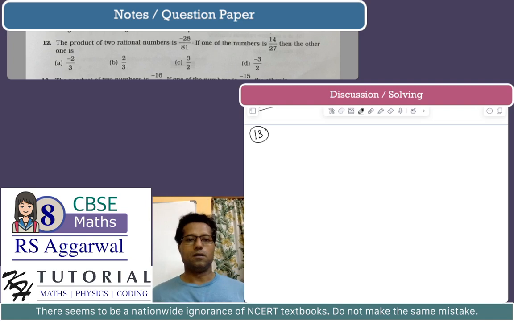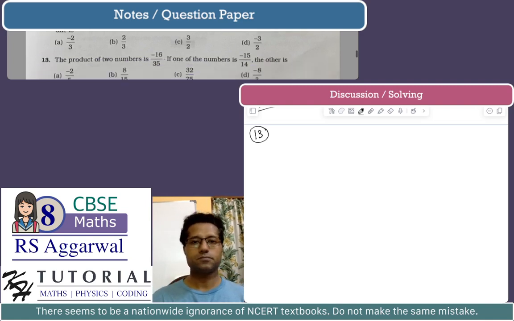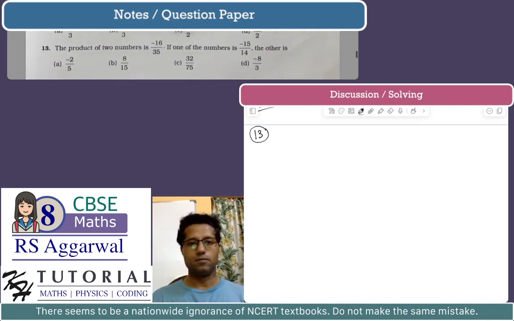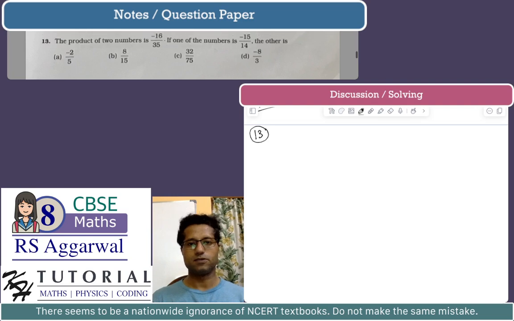Okay, problem number 13. This is also a word problem. The product of two numbers is minus 16 by 35. If one of the numbers is minus 15 by 14, the other is. So one number is given as minus 15 by 14. Let the other number be equal to x. So we have minus 15 by 14 into x is equal to the given product, which is minus 16 by 35.